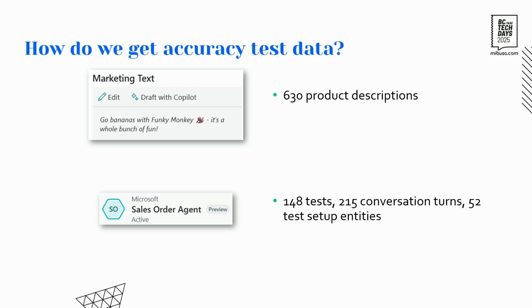The same here. This is for part of the sales order agent, what we do for accuracy testing. We have around 250 conversation turns. So this is an email that is being sent, or in the test, an email being sent. There's a crafted email. There's a response from the agent. There's something that happens in BC. A quote is created. A sales order is created. Information is sent back, and so forth. And we have a few test setup entities as well, customers and items and so on.